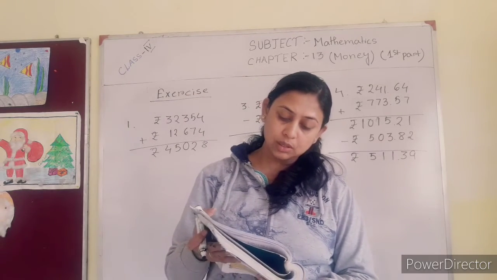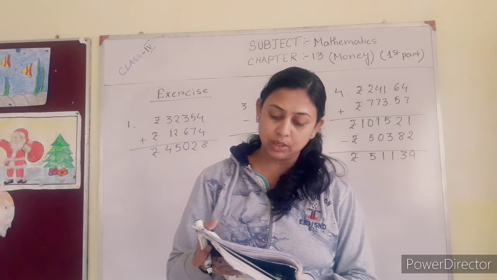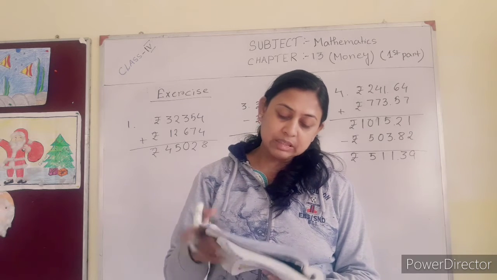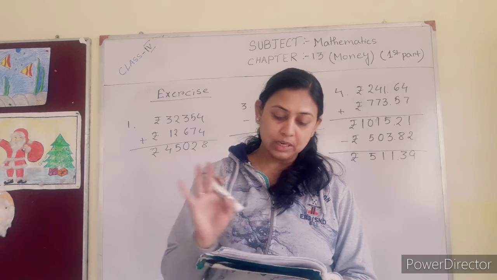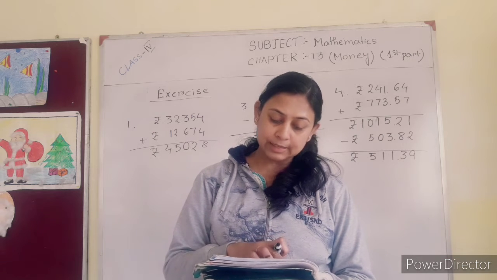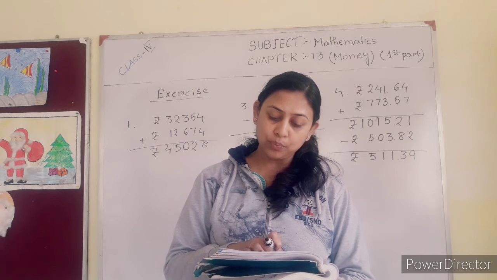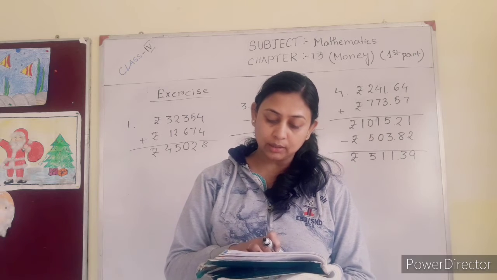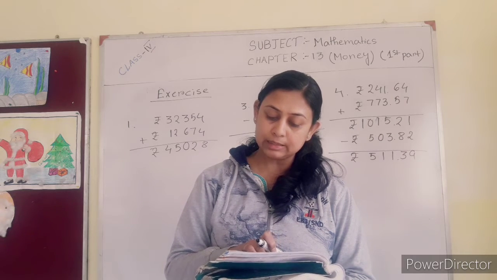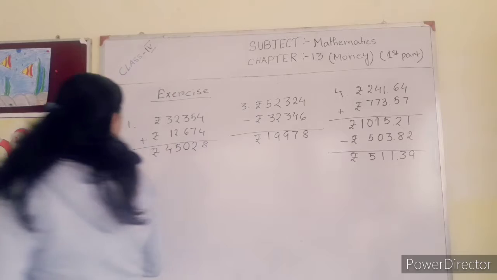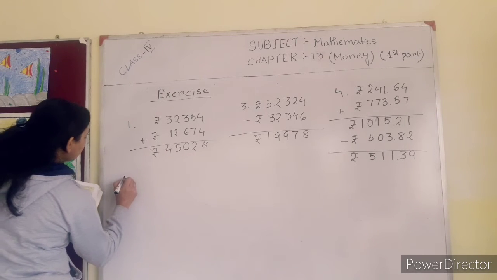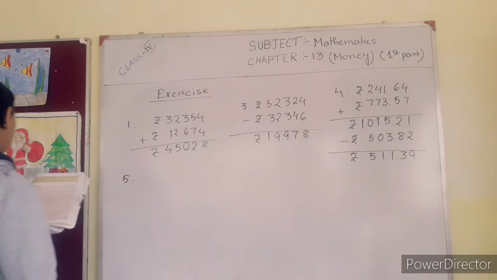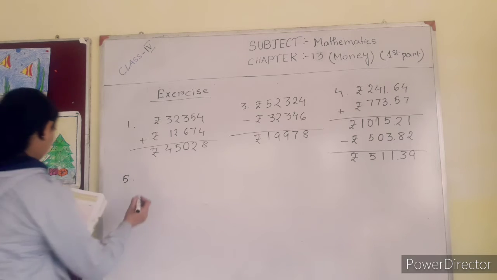Okay. Now number 5. Multiply rupees 12,455 by 11. Just multiply this amount by 11. Very easy, this one. Number 6. Multiply the sum of rupees 1,232 and rupees 1,236 by 13. This one is also easy. First you add the amount, then you multiply by 13.